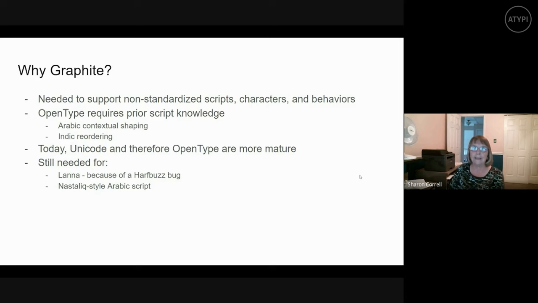Now today, Unicode is much more mature, and so the OpenType engines are much more mature. And there are very few scripts that can't be handled adequately. One of these is Lanna or Northern Thai. There are some issues in HarfBuzz that the industry doesn't seem motivated to address. And even when they get it fixed, it takes a while to propagate the changes throughout the OpenType engines. There are numbers of these, so we'll need Graphite for a while during that transition.